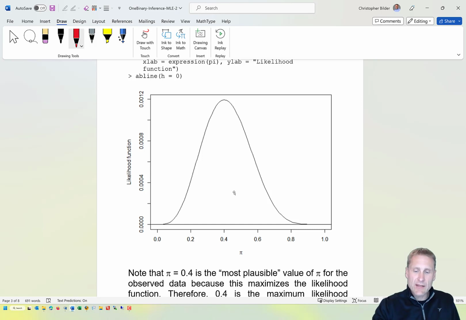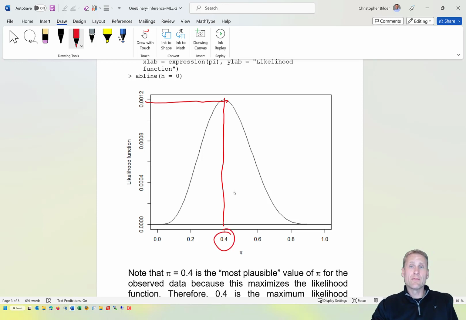And we can see that where this function is maximized, I mean where it gets to the highest point in this plot, corresponds to pi equal 0.4. So that's why this is called my maximum likelihood estimate. It gives me, again, the most plausible value of pi given my observed data.